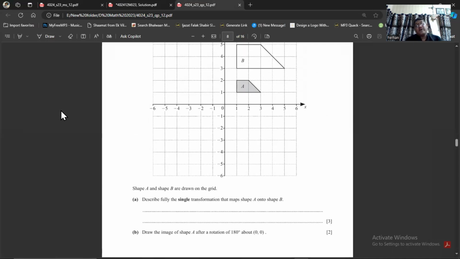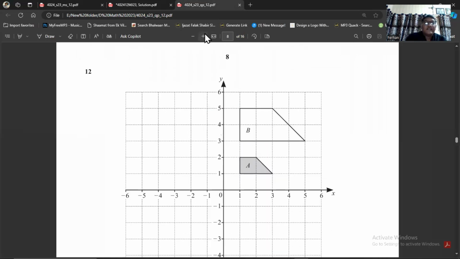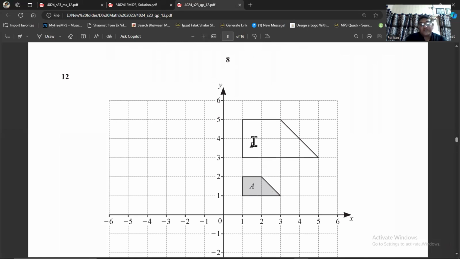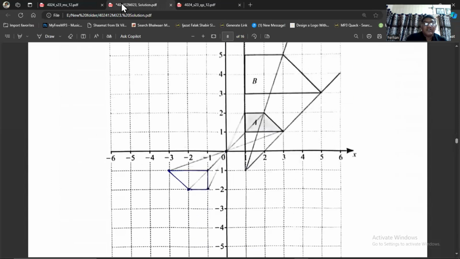First of all, it's a 3 marks question, part A. We have to describe the transformation. If you look at this diagram carefully, it's an enlargement. So I will join the same points with each other, and I will prolong them in both directions. Then I will join this point with its match and prolong it, and this and this with each other and prolong them. Where these lines intersect each other, that is the center of the enlargement.